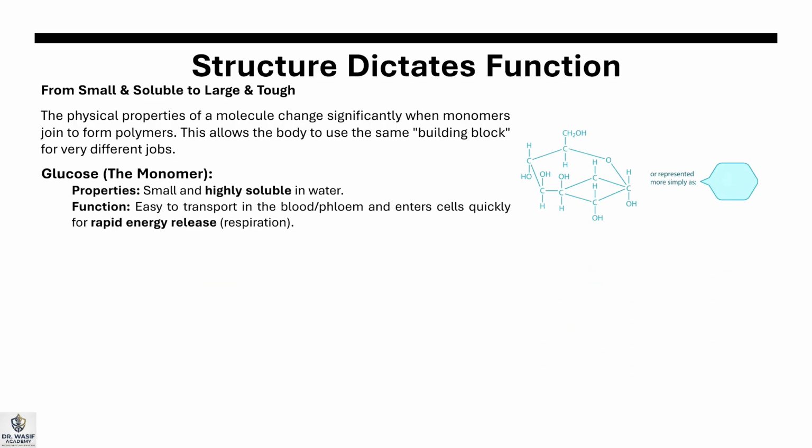For example, think about glucose. This is small and highly soluble, meaning it dissolves easily in water. This makes it perfect for transport in your blood or a plant's phloem. It can zip into cells quickly to give you that immediate burst of energy through respiration.